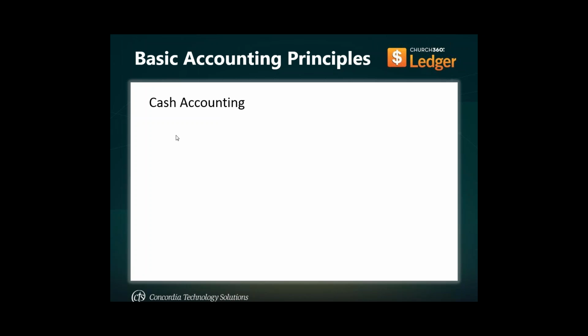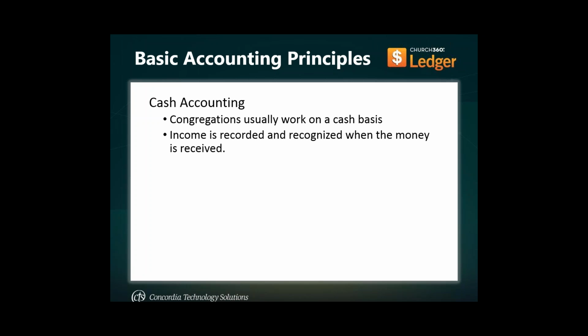Let's go to our next slide, cash accounting. With this being fund accounting, it is also cash accounting. Most congregations, or just about all congregations, usually work on a cash basis. This means that when income comes into the church, that income is recorded and recognized when it's received. So when our congregation comes in and they put their envelopes into the plate or the baskets and they are counted, we put that into the system, and that money brought into the church is recorded and recognized. So it goes into our system and onto our reports.